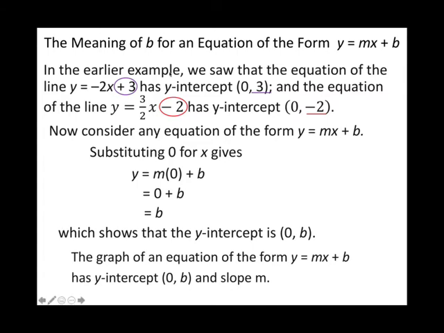Okay, remember this form, y equal to mx plus b. The b here stands for the y-intercept. As a coordinate, that will be 0, comma b. That's the y-intercept. And the m here is talking about the slope. So look at this equation, y equal to mx plus b. My slope for this equation will be -2. For this one, y equal to 3 over 2x minus 2, my slope here will be equal to 3 over 2. m equal to 3 over 2.